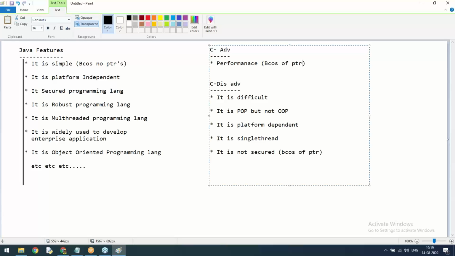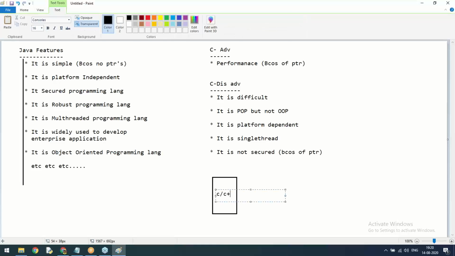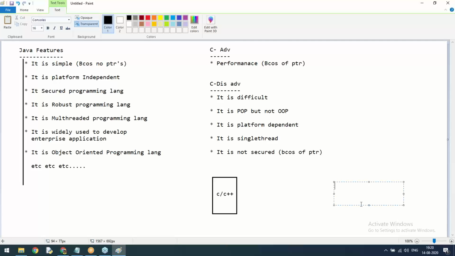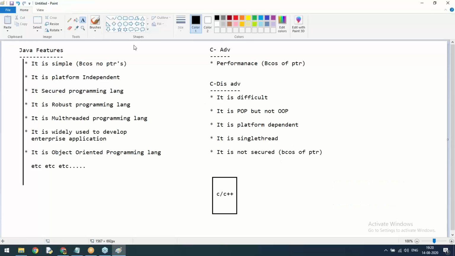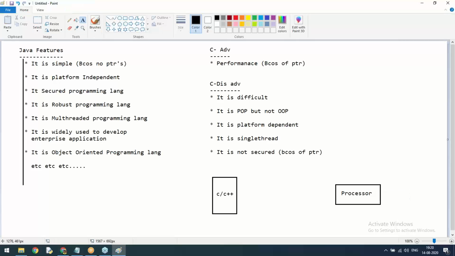What happens here? It is a very important thing you have to understand. This is my C program, and at the end, who will execute the program? The program will be executed by our small chip, what we call the processor. You have studied all this in your academics. The processor is responsible for executing everything.